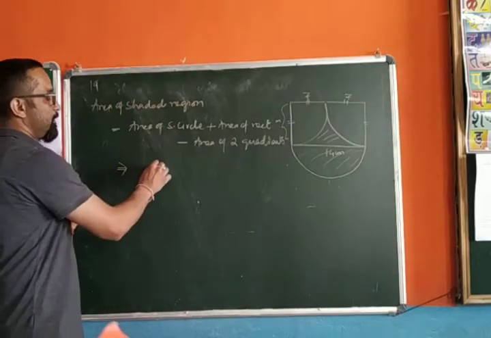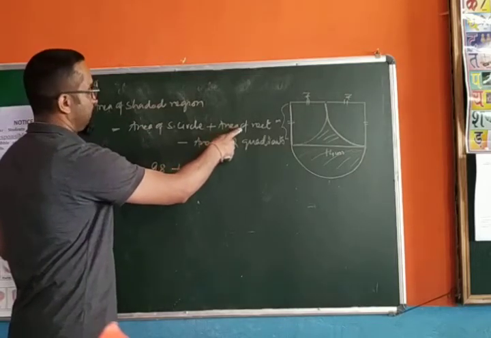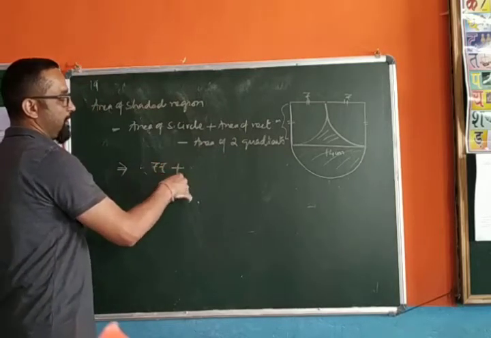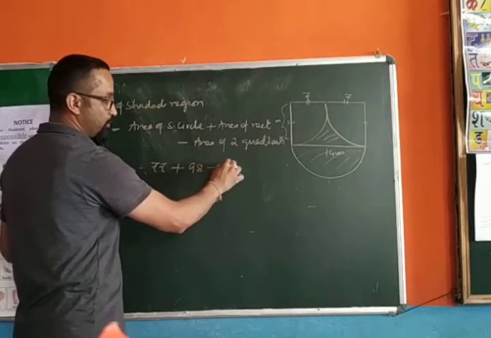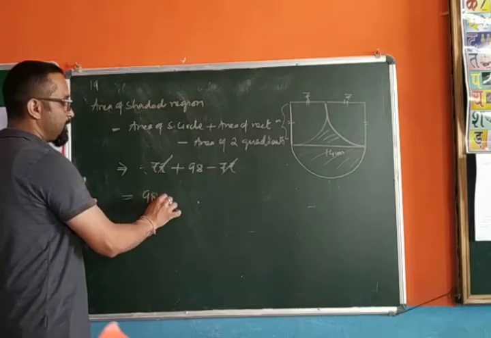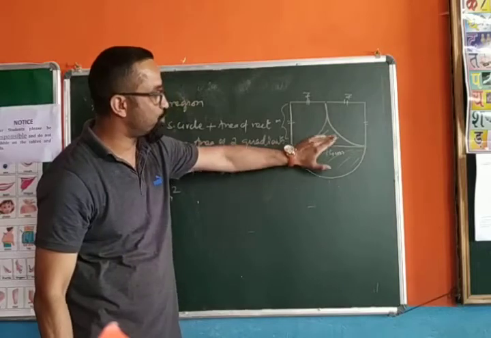Area of semicircle is 98 plus area of semicircle is 77. Area of rectangle is 98 minus area of 2 quadrants is 77. Cancel minus plus. 98 centimeters square is the area of the shaded portion, this portion.